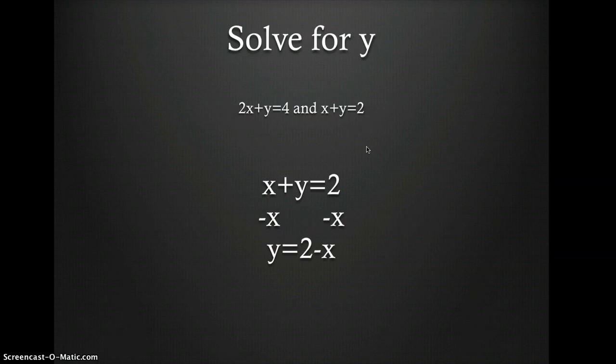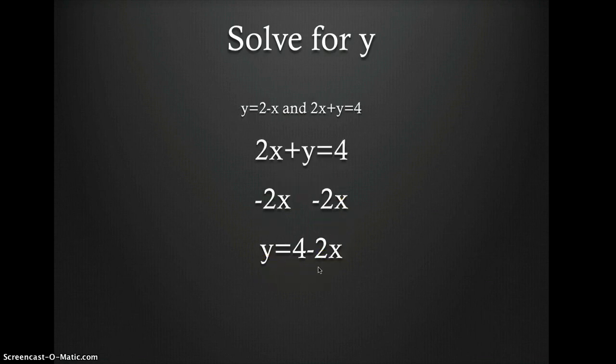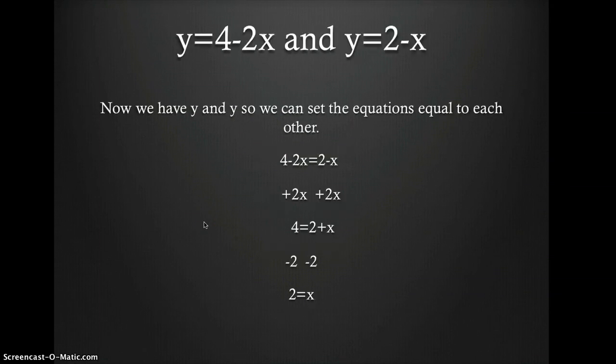And the first one we're going to do, because it's the easiest, is x plus y equals 2. So first we're going to subtract x from both sides, and we get y equals 2 minus x. For the other equation, 2x plus y equals 4, we'll subtract the whole 2x from both sides. We'll get y alone. y equals 4 minus 2x.